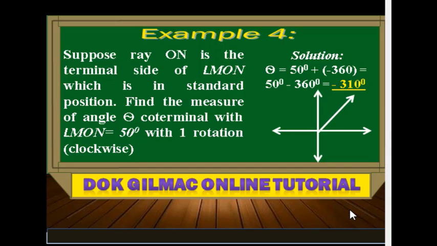Consider the figure here in the Cartesian plane. So we have 50 degrees in a counterclockwise direction and negative 310 degrees in a clockwise direction. So as you can see, we have ray ON as their terminal side. 50 degrees and negative 310 degrees have the same terminal side, which is ray ON. So they are actually coterminal angles.